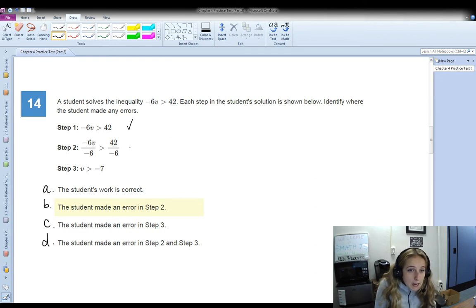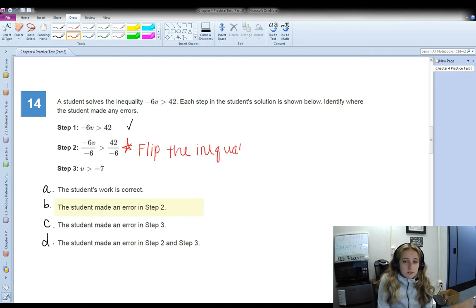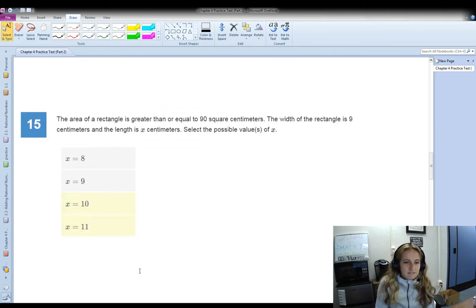Okay, that's fine. But when you divide by a negative, what do you have to do? You need to flip the inequality symbol. All right. And if you look here, she didn't flip it. So the error is in step 2 and 3 because she forgot to flip the inequality symbol. It should be flipped here and here. All right. Okay. So let's go down to 15.